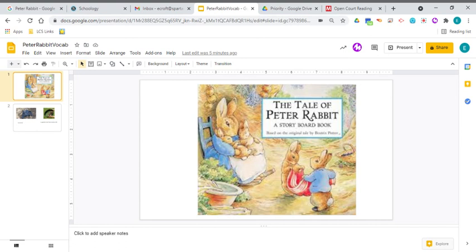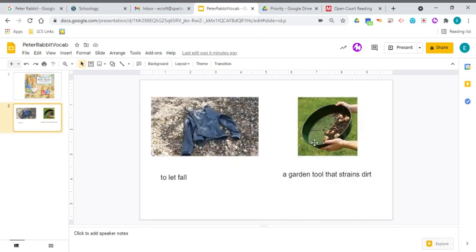Okay, so we just heard our 2 vocabulary words. He shed big tears. He let them drop. Those tears are running down his face. And then the other one was sieve. And remember, let's look at that picture again. Mr. McGregor had a sieve, and he was going to turn it over and try to trap Peter in that sieve.